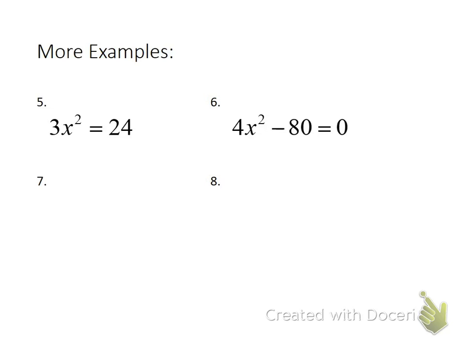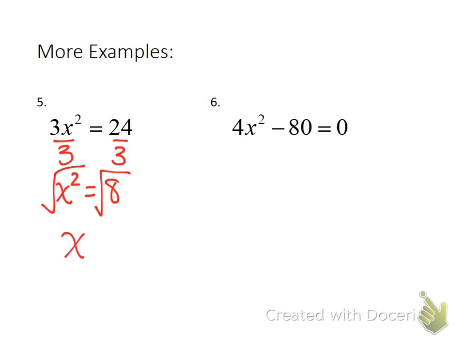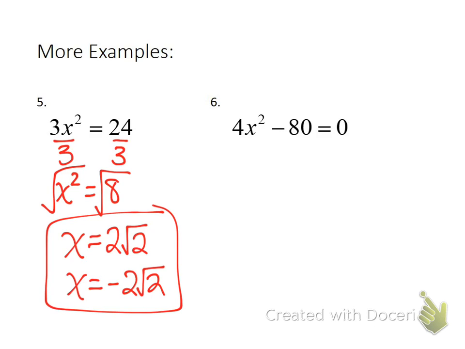All right, on number 5, to get x by itself, what are we going to do? Divide by 3. That gives us x squared equals 8. Next up, square root. This one is one that we square rooted in the review. So what's the square root of 8? 2 square root 2. But we know that one answer should be positive and the other should be negative. It applies when we simplify them also. So we have positive 2 root 2 and negative 2 root 2.